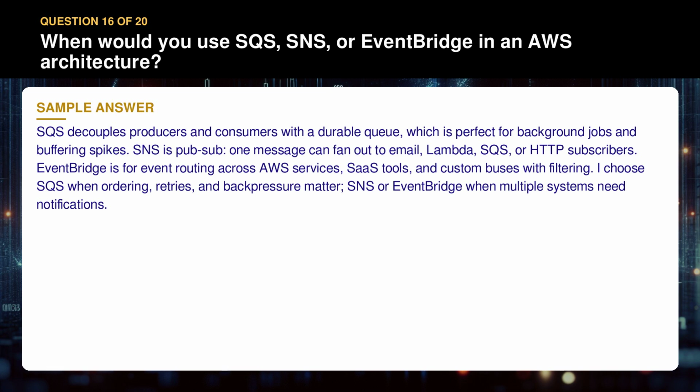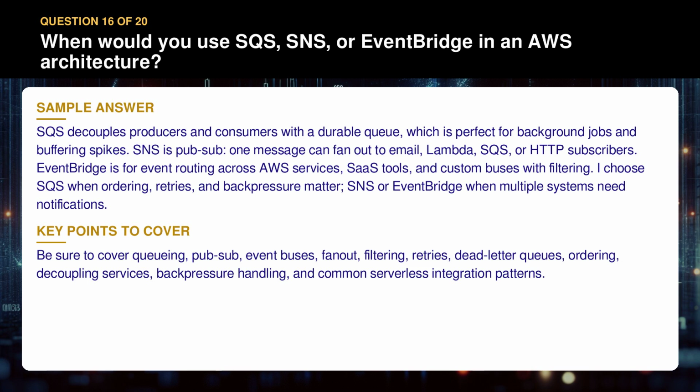EventBridge is for event routing across AWS services, SaaS tools, and custom buses with filtering. I choose SQS when ordering, retries, and back pressure matter, and SNS or EventBridge when multiple systems need notifications. Be sure to cover queuing, pub/sub, event buses, fan-out, filtering, retries, dead letter queues, ordering, decoupling services, back pressure handling, and common serverless integration patterns.